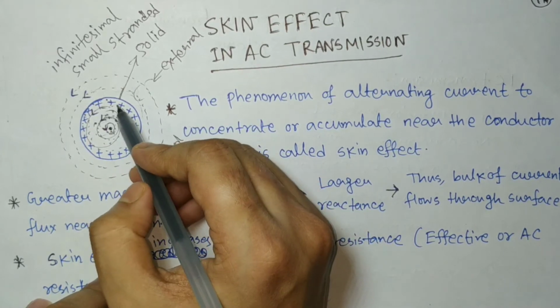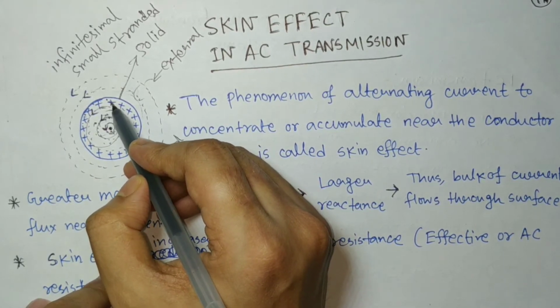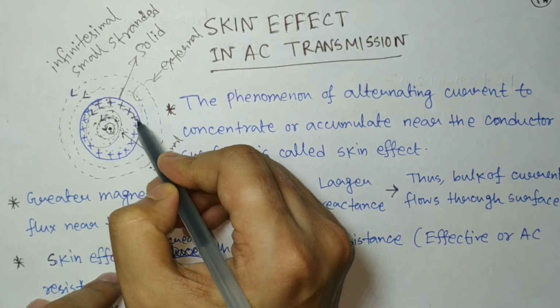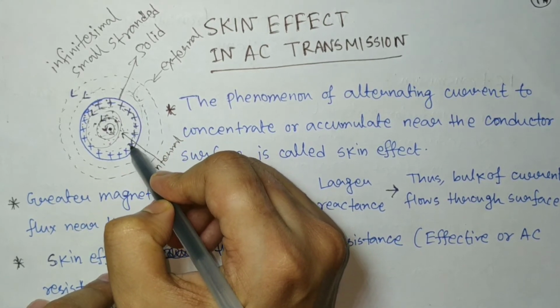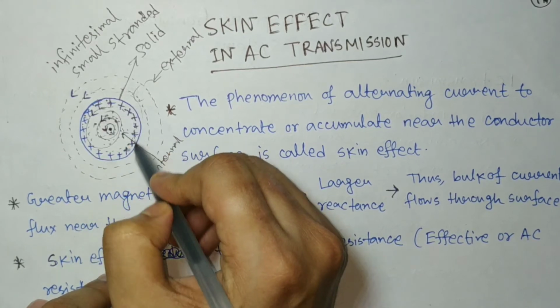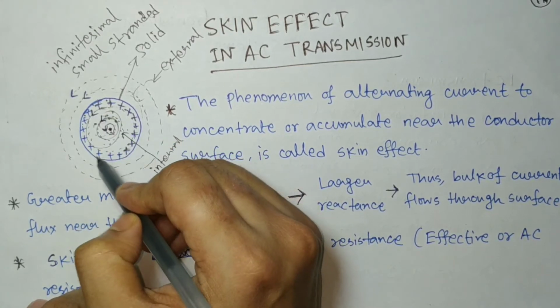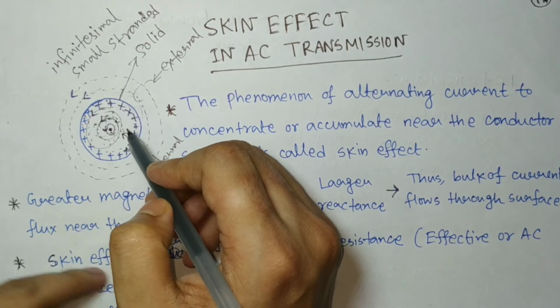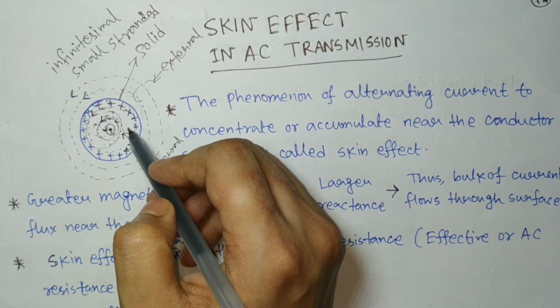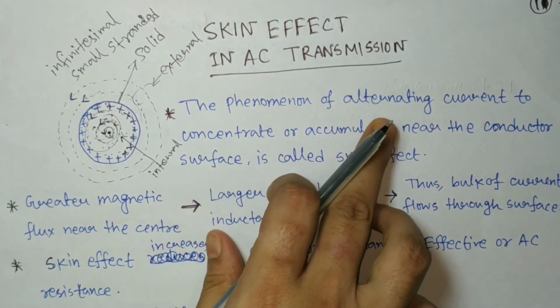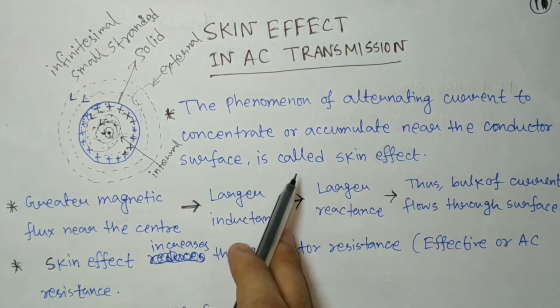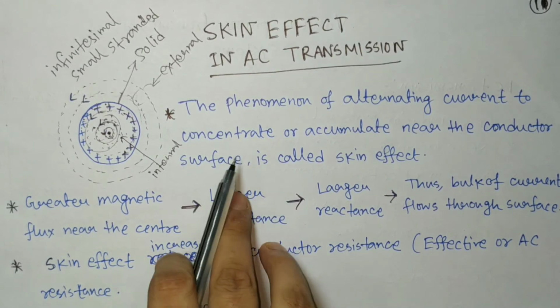So a bulk amount of current or charge will accumulate at the outer surface of the conductor. So these are all positive charges. Majority of the charges will accumulate or concentrate at the surface, because at the surface the reactance is lesser. That is why I have written that the phenomenon of alternating current to concentrate or accumulate near the conductor surface is called skin effect. So this is the skin effect.